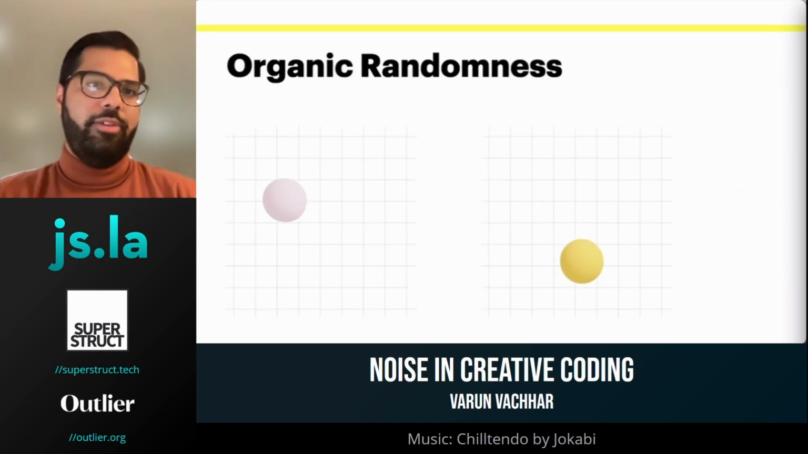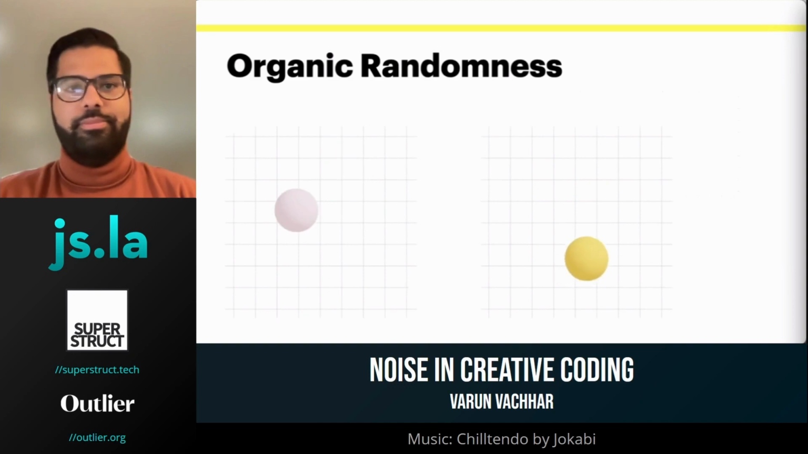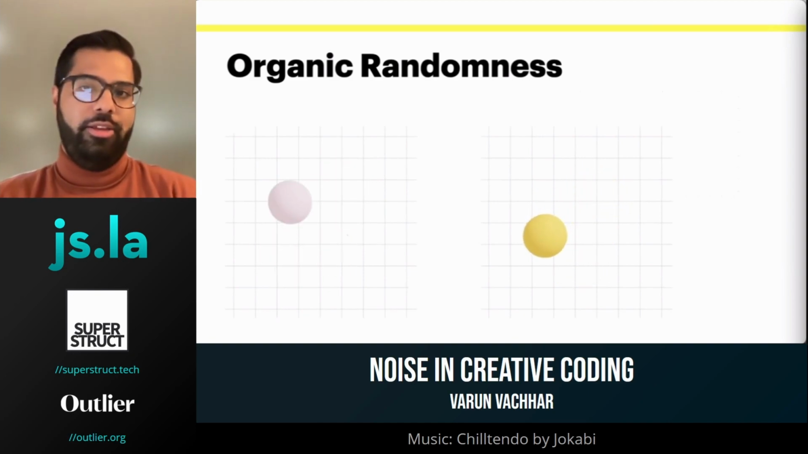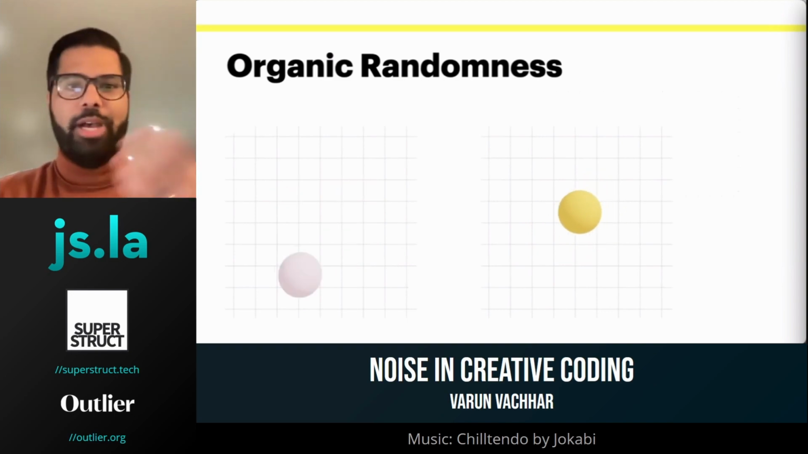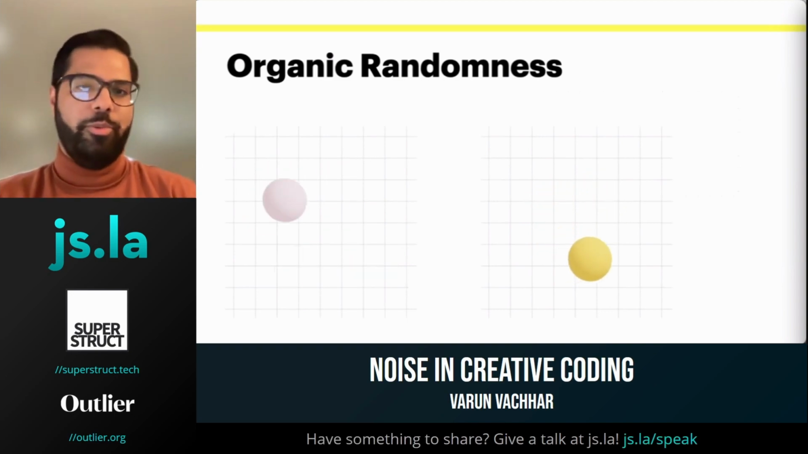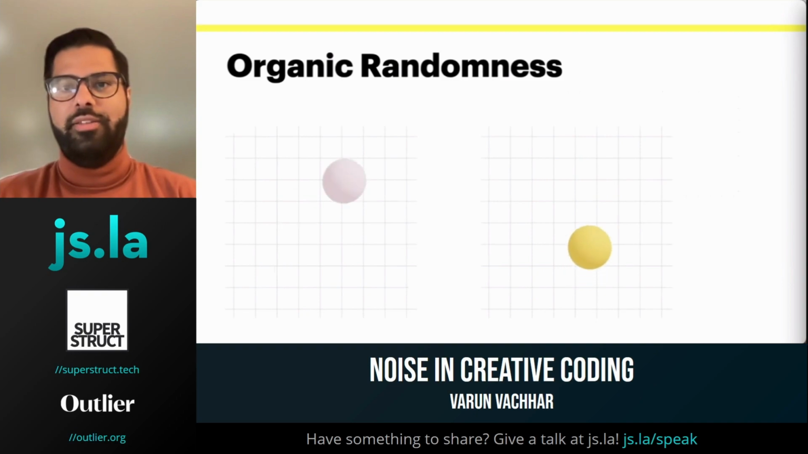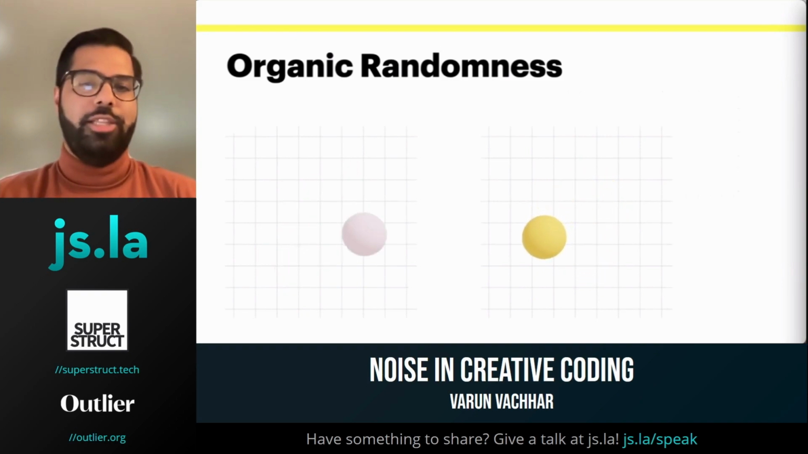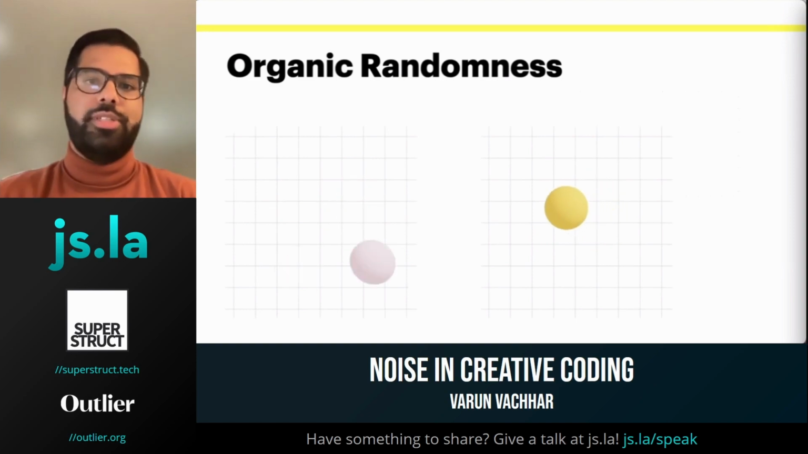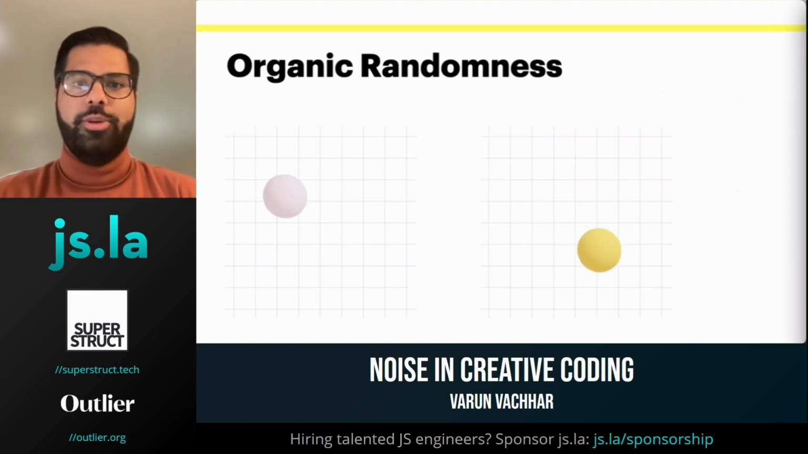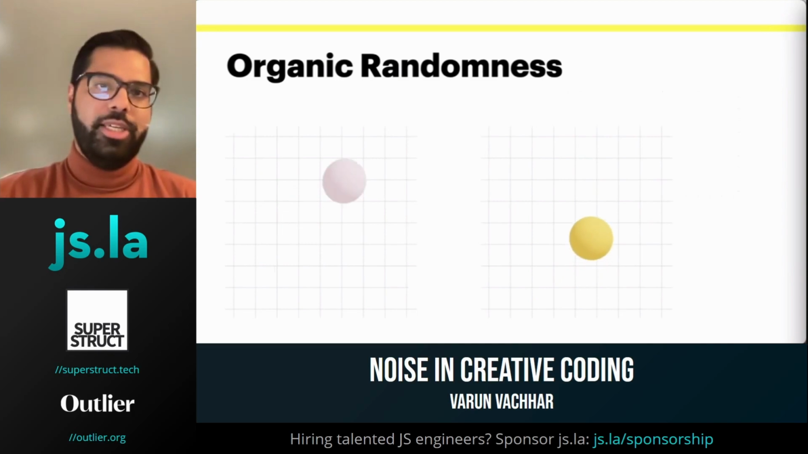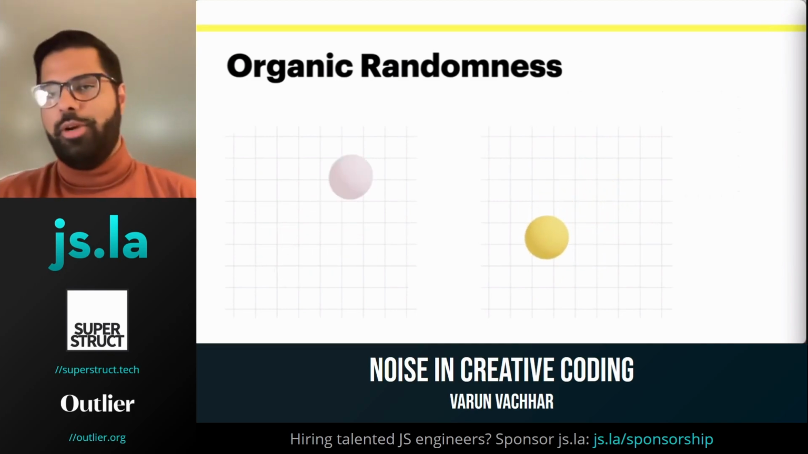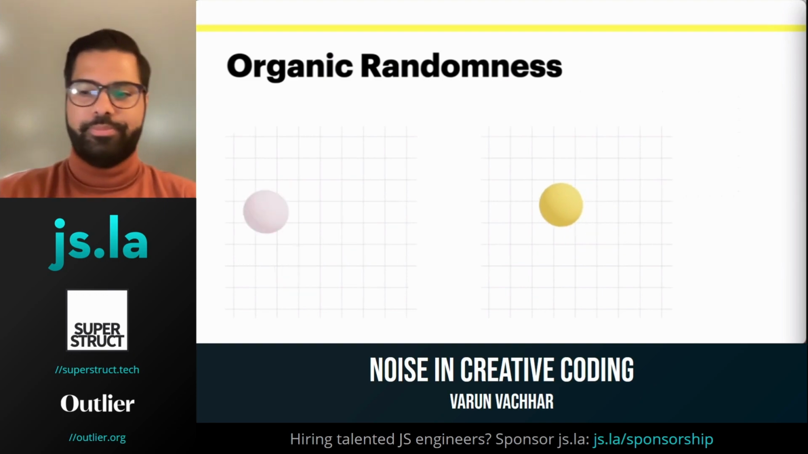So on the left here, the pink ball, I'm getting a new location for the ball on each frame. And you can see it just bounces all around the screen and looks super weird. The yellow ball, on the other hand, is also moving around the screen randomly and getting a new value each frame, but that value is coming from a noise function. So even though it's moving around randomly, it just feels a little bit more lifelike. And that opens up a lot of interesting possibilities for generative art.